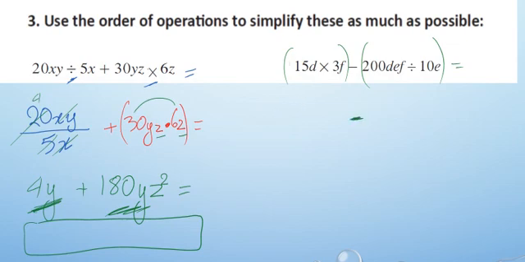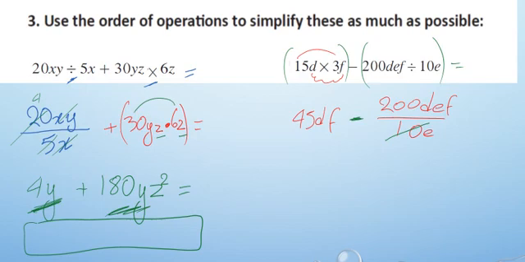So on this part I have 15 times 3, 45, alphabetical order in these two, D, F, and on this side I have 200 on top, D, E, F, 10, E underneath. Can I simplify? Of course I can. Okay, 20 on top, I cancel E by E, so what's left for me? 45 DF, take away 20, and what's left? 20 DF.